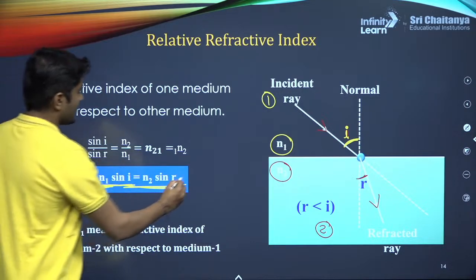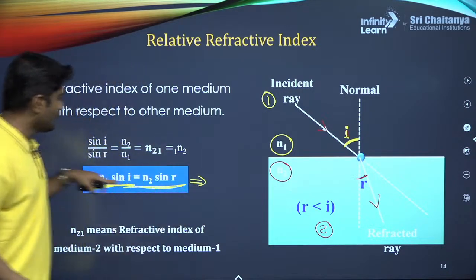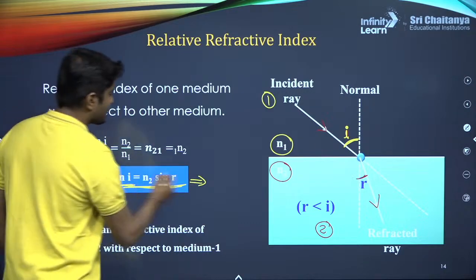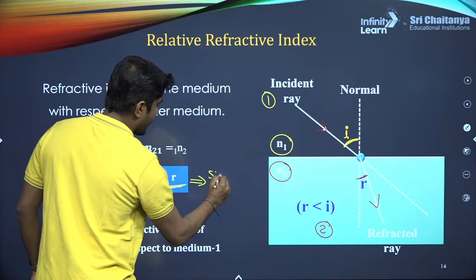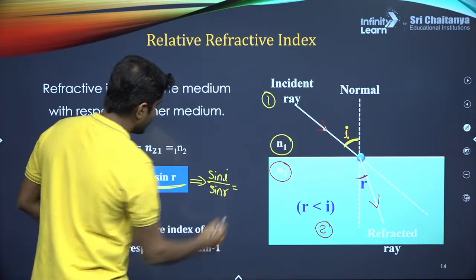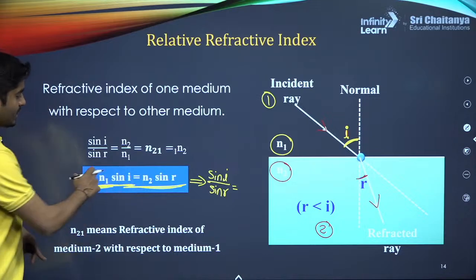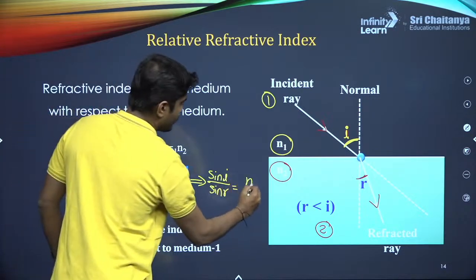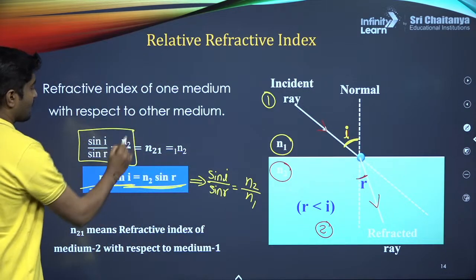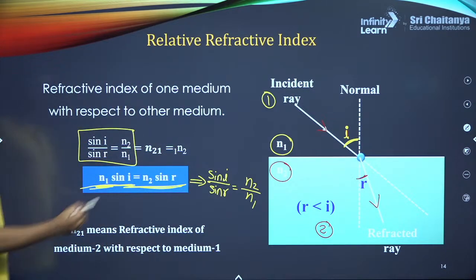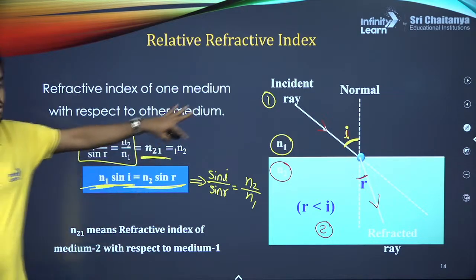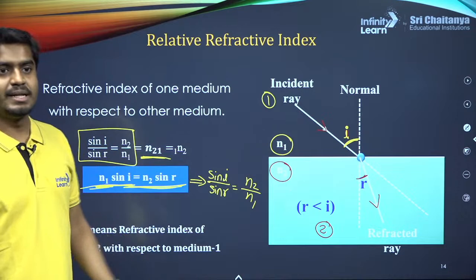Now from here you can take the N1 and N2 in the same side, sine I and sine R. So divide this by sine R, you'll get sine I by sine R. This should be equal to N2 divided by N1. So this is our ratio. And what is N2 by N1? ये अपना relative refractive index of the two combined mediums. Clear?